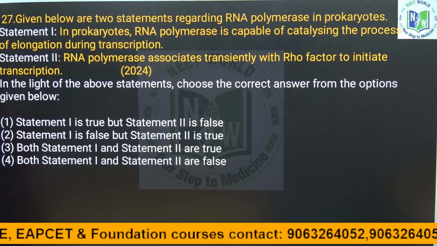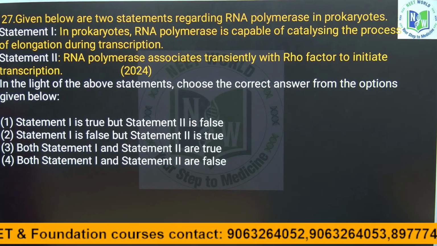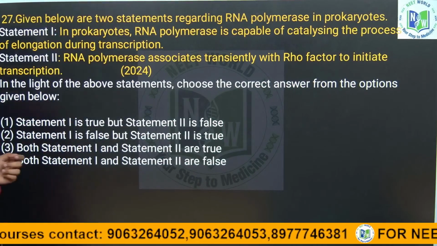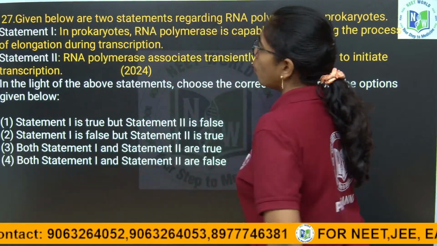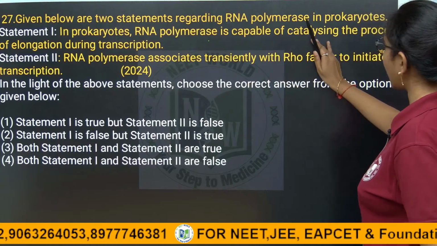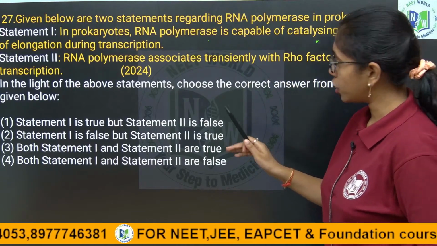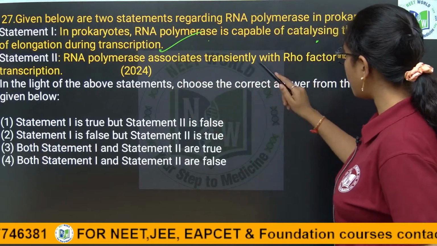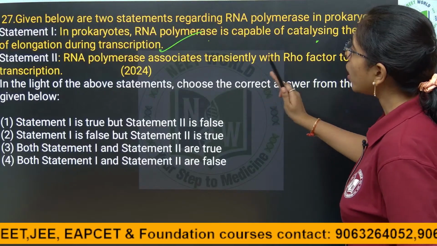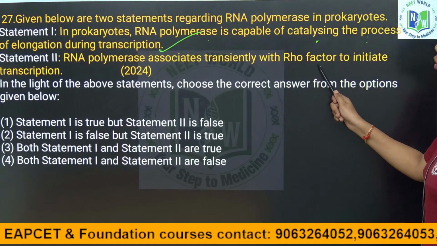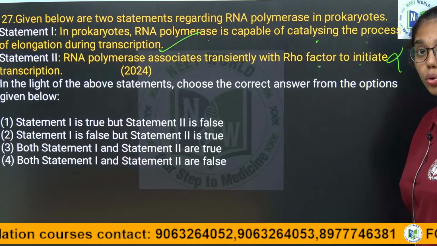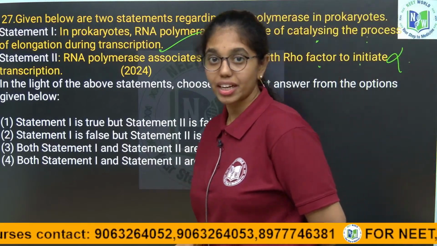Next question, which was recently asked in 2024, a statement based question, but again focus here. Given below are two statements regarding RNA polymerase in prokaryotes. Statement 1, in prokaryotes RNA polymerase is capable of catalyzing the process of elongation. Yes, correct, it is capable of catalyzing initiation, elongation and termination. So, this is correct. RNA polymerase associates transiently with Rho factor to initiate transcription, wrong. When RNA polymerase is attached to Rho factor, it will terminate the process, it will not initiate.